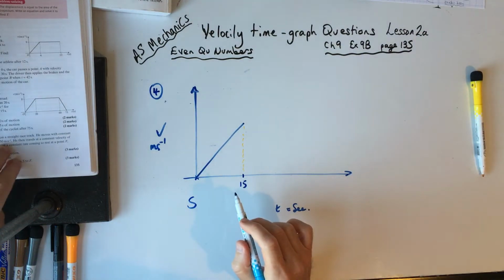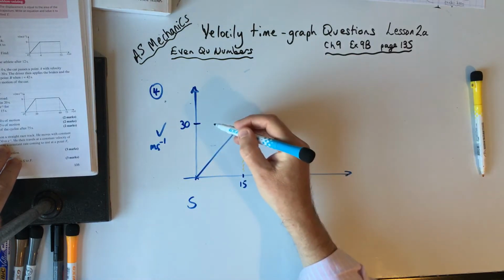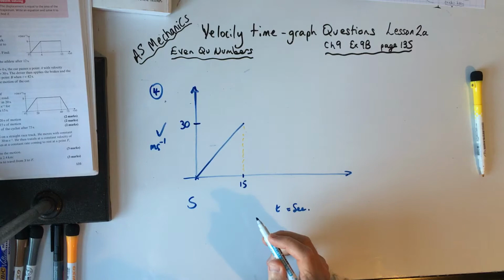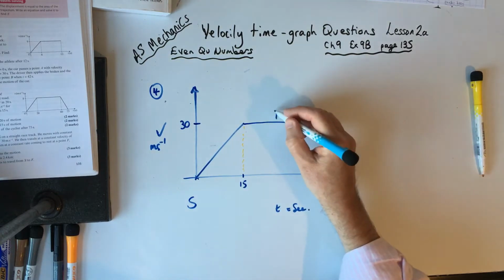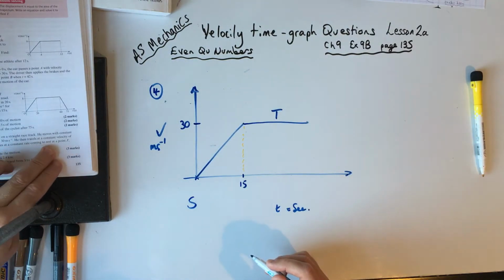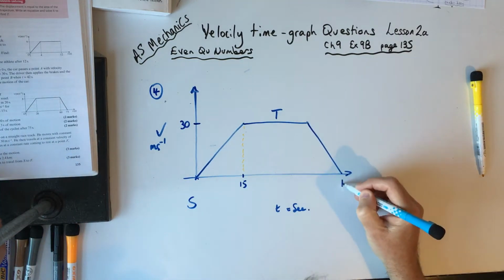15 seconds, reaching a velocity of 30, so we can put that in, 30 there. He then travels at constant velocity of 30 meters per second for t seconds. So over there, that's t. Then decelerates at a constant rate, coming to rest at point F. Down to there, that's point F.